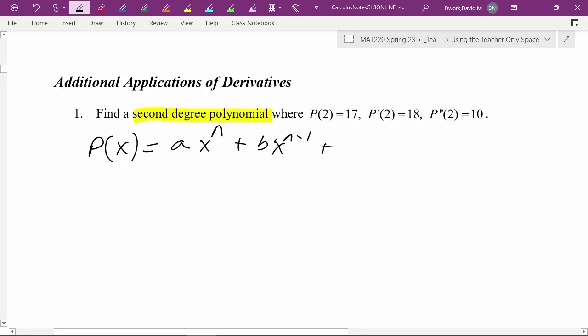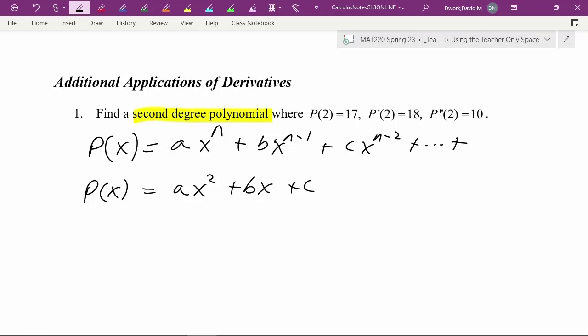x to the n minus 1 plus c times x to the n minus 2 plus dot dot dot, and so on and so forth. But for us, because they say it's second degree, we know it's a times x to the second degree, 2, plus b times x to the first plus c. Because the degree is 2, we know that's as big as it can be. It could potentially have a term with x to the second, x to the first, and then x to the 0, and that's all we've got. So, long story short, this is what we're looking at.